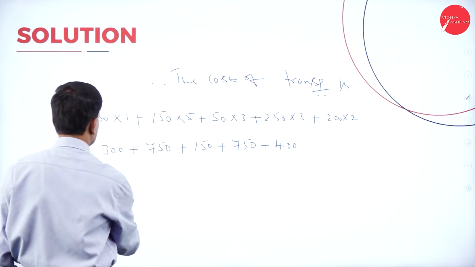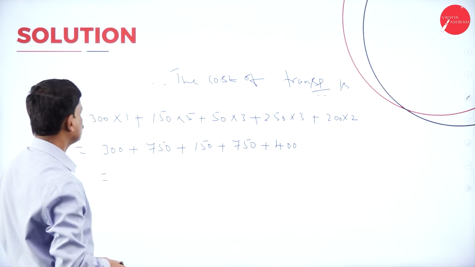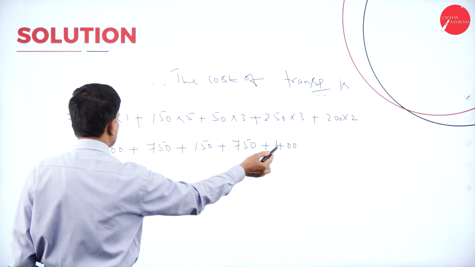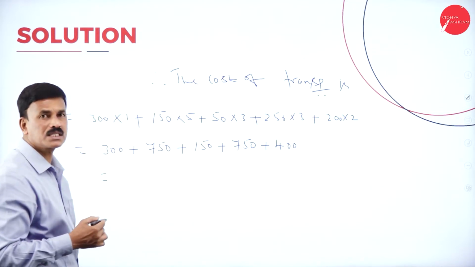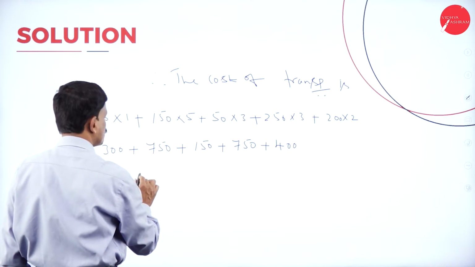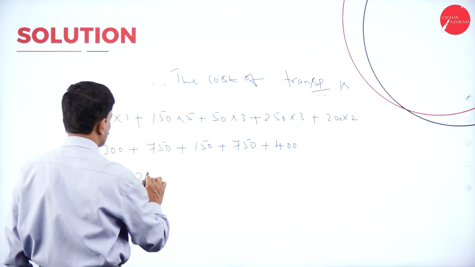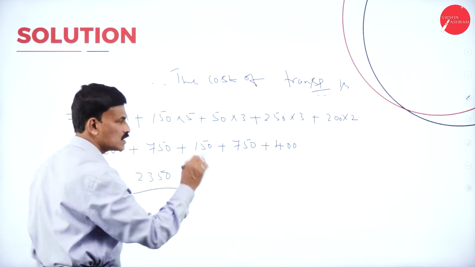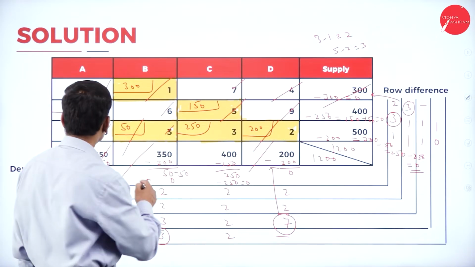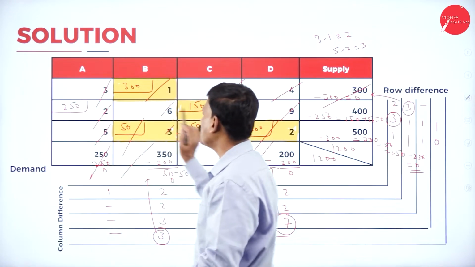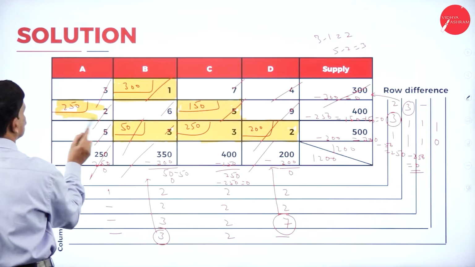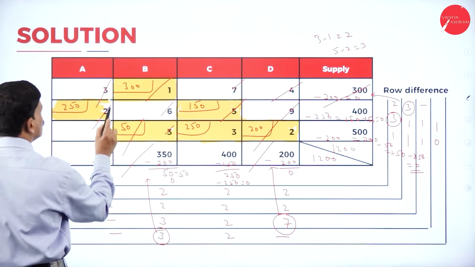Okay, simplify this. What is the answer we are going to get here? 750 plus 750 is 1500, plus 400 is 1900. 1900 plus 300 is 2200, plus 150 is 2350. This is the required answer. Now let me check once again. So the allocation, we have one more here, 250 into 2. So let us shade this. I can shade this also. So these are all the shaded regions.